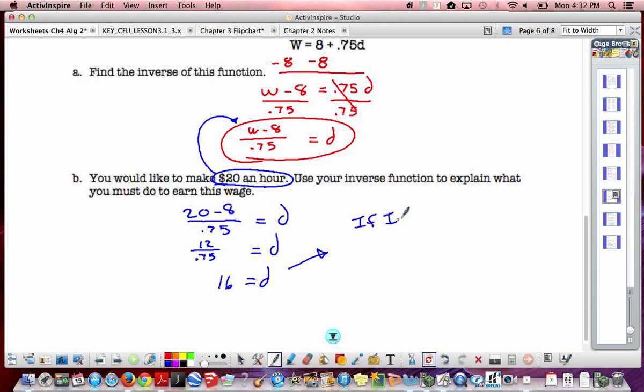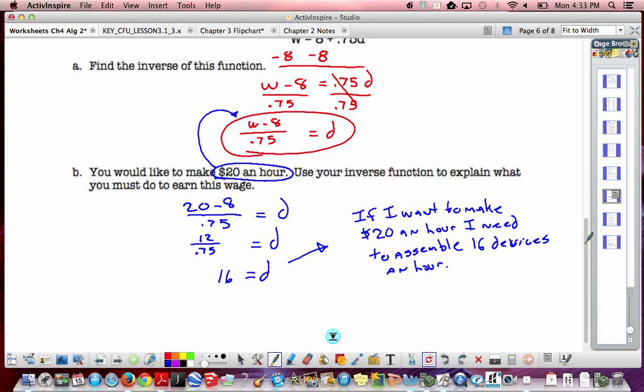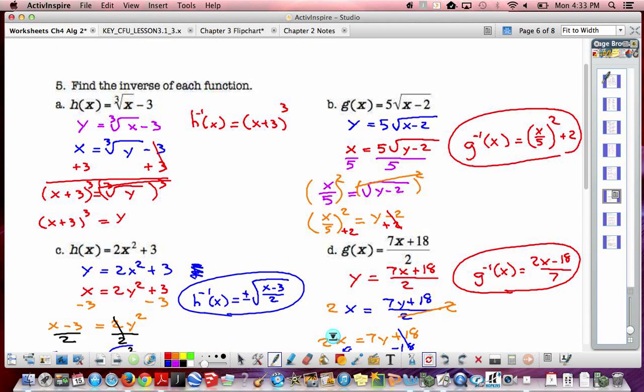If I want to make $20 an hour, I need to assemble 16 devices. I'm assuming devices an hour. All right, that takes care of our page 2.